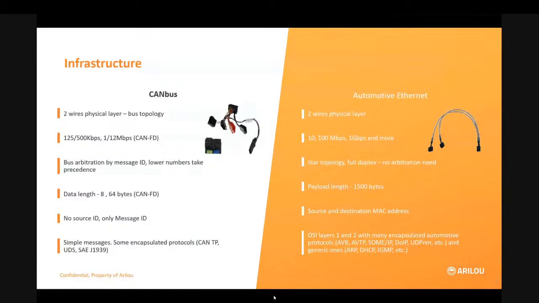So a few words about the CANbus and automotive Ethernet. I'm not going, obviously, to give a lecture about those two things, just to mention a few things which influence the IDS IPS. Both of them are two wires physical, but the CANbus is a bus topology, while the Ethernet is a star topology. That means that on a CANbus, once a message left an ECU, it is guaranteed to reach any neighbor ECU on the same bus.